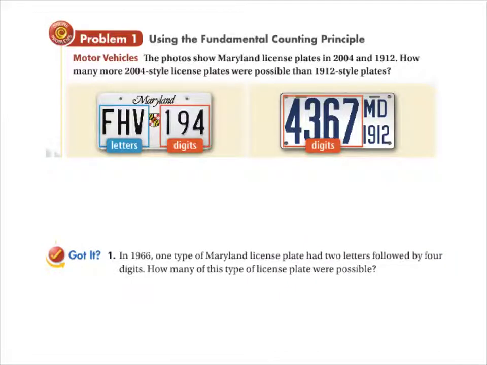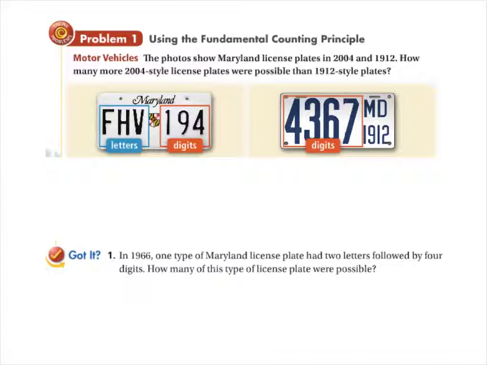All right, so let's use the fundamental counting principle. These numbers are going to get quite large, so we are probably going to need a calculator. You're going to want to have one handy. Okay, the photos show Maryland license plates in 2004 and 1912. How many more 2004 style plates were possible than 1912 plates?